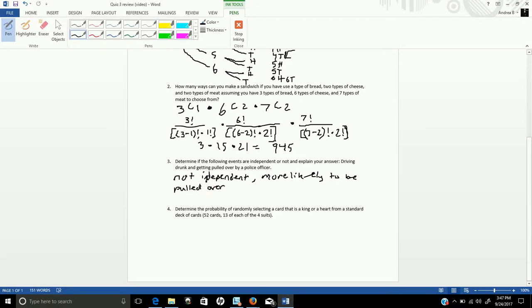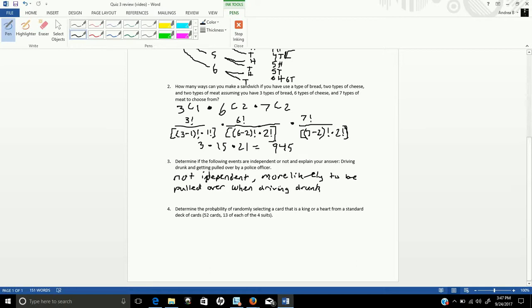When driving drunk, or something to that effect. Something that shows that there's some sort of influence on each other there. Does not mean that one will cause the other one. That's a totally different thing. Just that one influences the other's likelihood of happening.